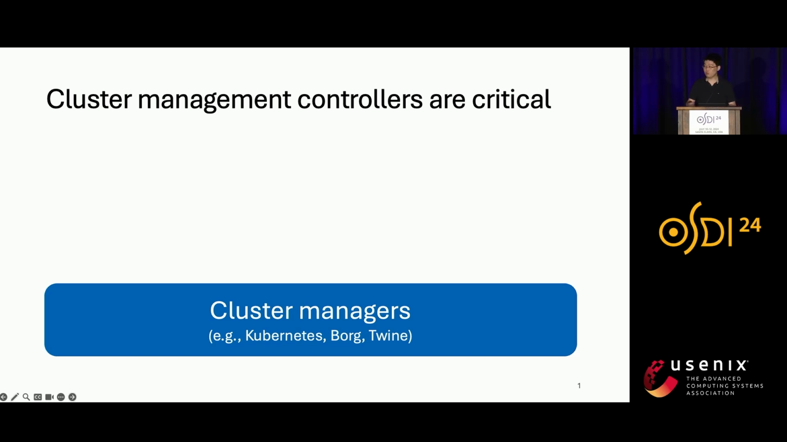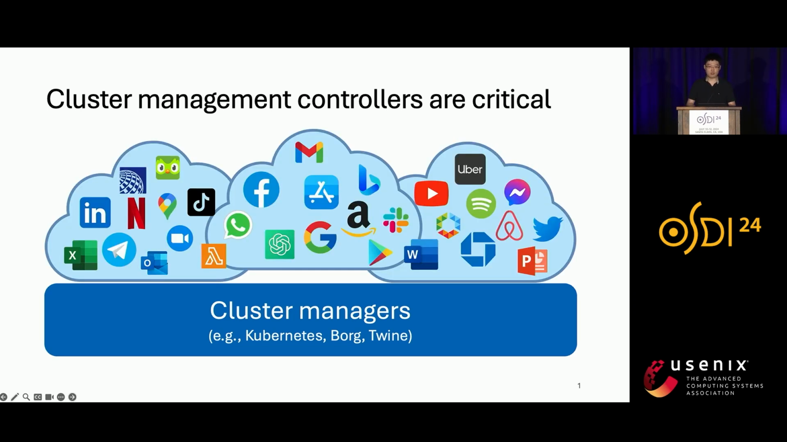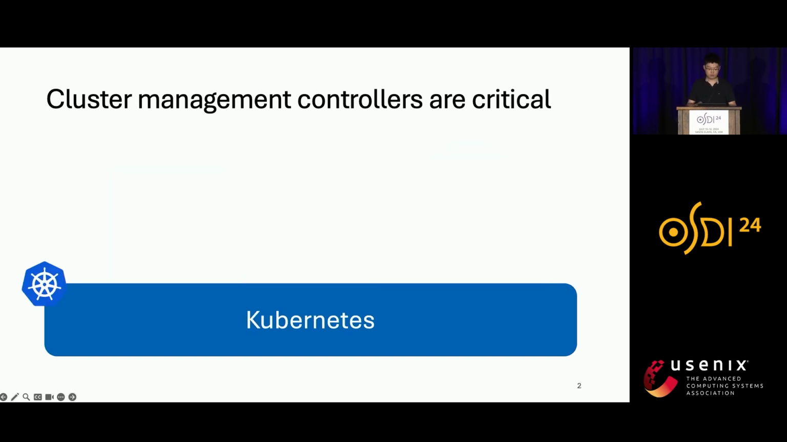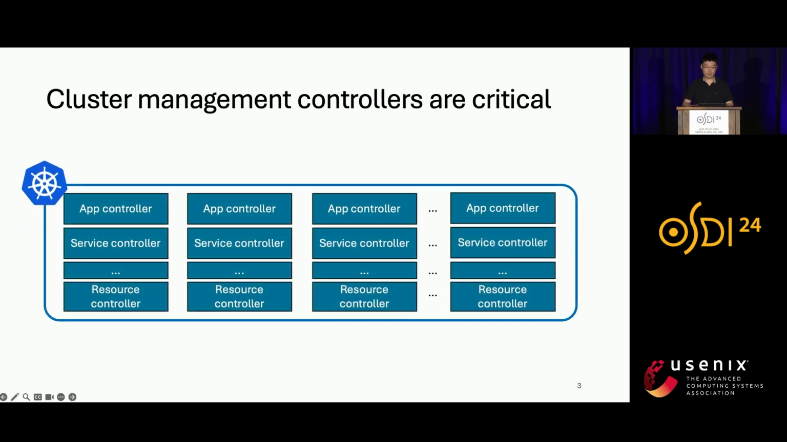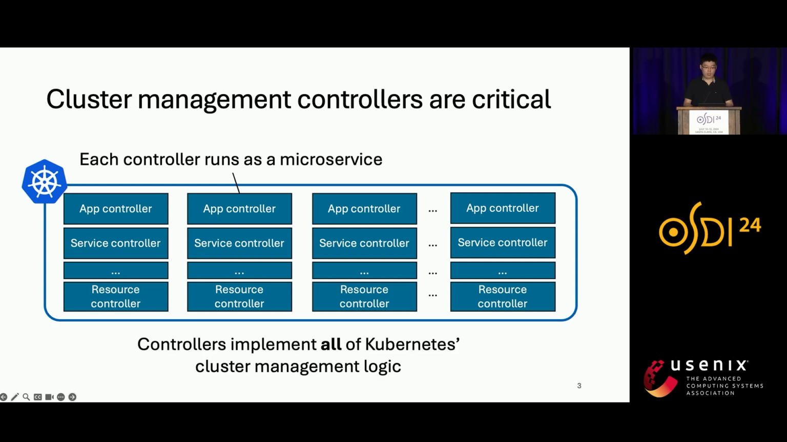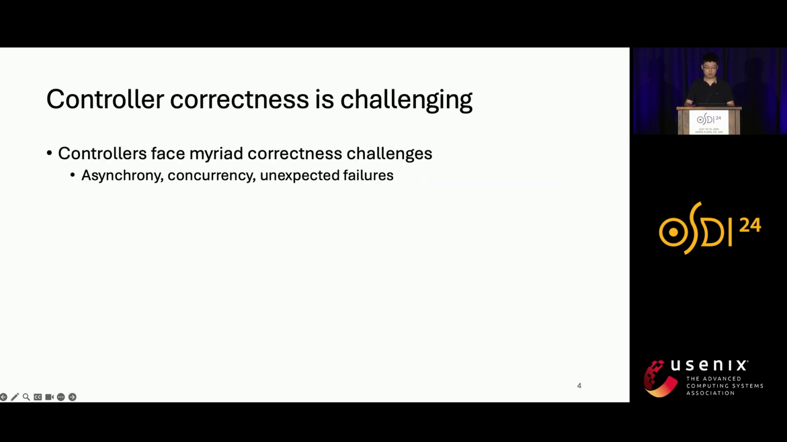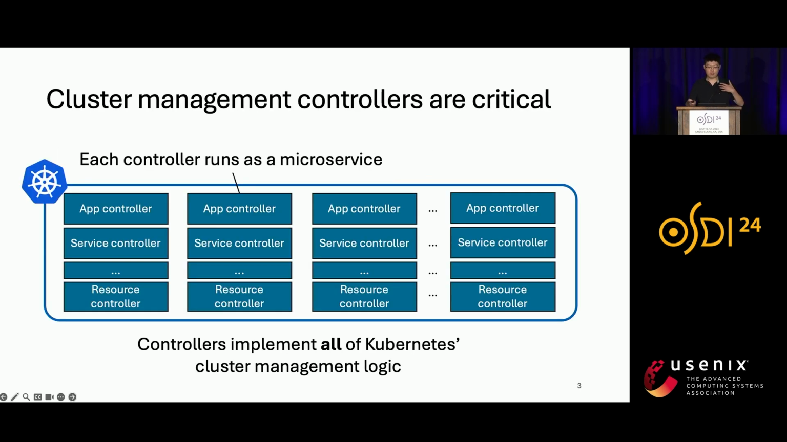Cluster managers such as Kubernetes, Borg, and Twine are among the most critical system software running in modern data centers. They manage the clouds and all the applications running on the clouds. In particular, Kubernetes is an open source, widely used cluster manager. And similar to other cluster managers, Kubernetes is architected as a fleet of controllers. Each controller here runs as a microservice, and this controller implements all of Kubernetes cluster management logic. Different controllers here manage different applications, services, and resources in the cluster.